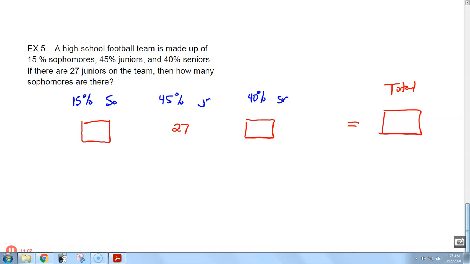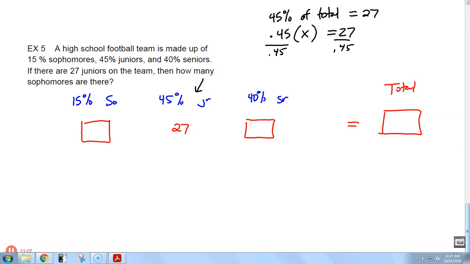But we can use this clue right here. Because what this clue tells us is that 45% of the total team came out to be 27. 45% of the team was juniors, and that was 27. So I can make an equation. I can say 45% of the total team worked out to be 27. So this is another working backwards problem. I'm going to divide both sides by 0.45. I get 27 divided by 0.45 equals, looks like 60. So there were 60 people on the team.